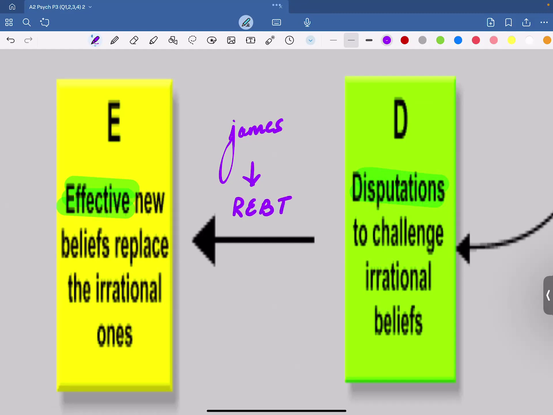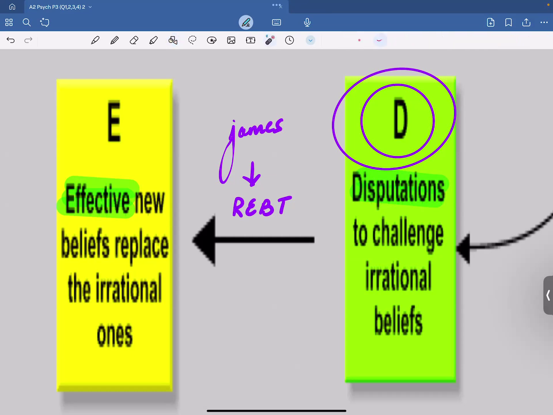Now, what does D refer to over here? D has to do with the disputing. D has to do with James being taught how to dispute or how to challenge that irrational belief. Remember, James felt his contribution at work was nothing. Remember, James felt that his boss doesn't really like him. So this particular belief needs to be disputed, and hence I'm bringing in D over here. Now, D is disputation to challenge irrational beliefs, leading towards E.